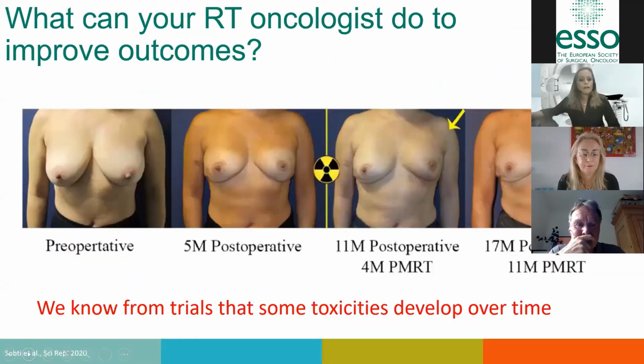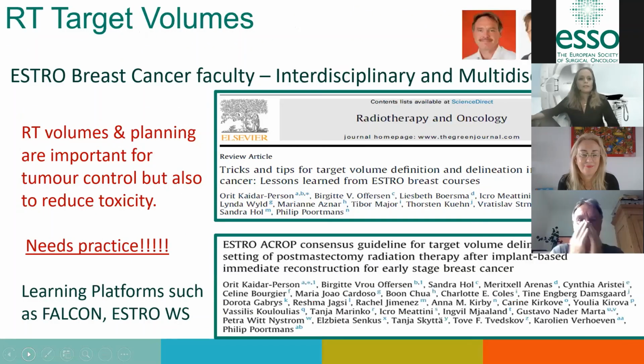So how can your radiation oncologist improve outcome? And we know that capsular contracture occurs over time. So what can we do? Target volume delineation is a very important issue. By well defining the volume and correctly planning the radiation, it is important for tumor control, but also to reduce toxicity, and it needs practice. It's not easy at all.